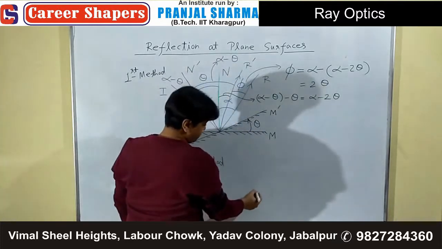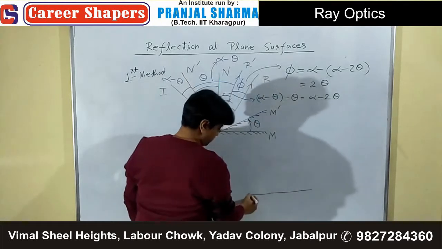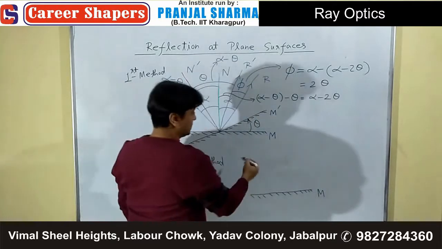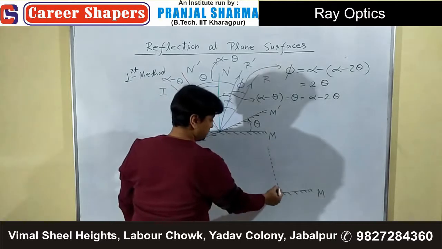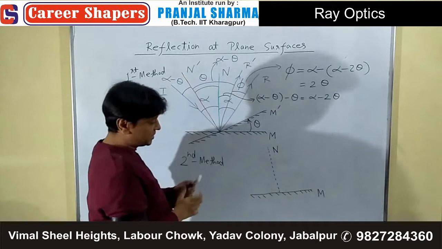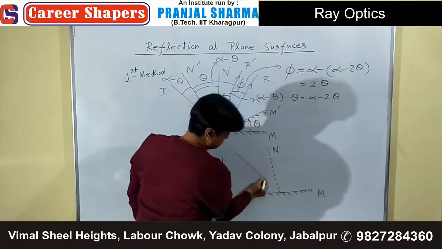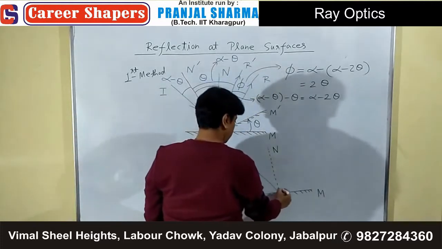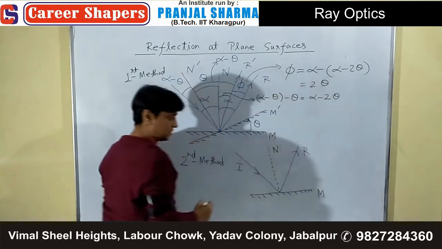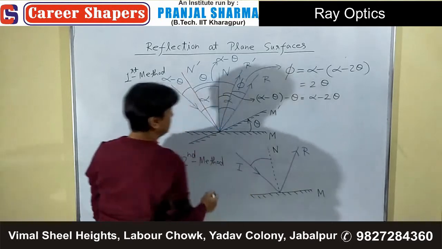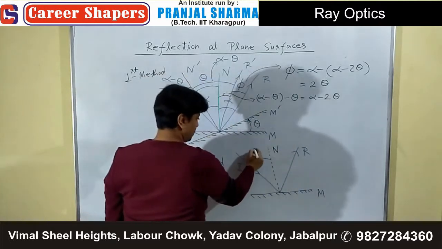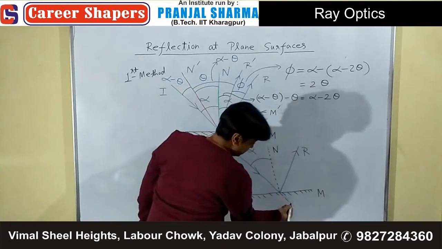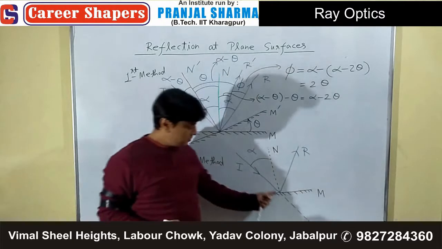Let's see how we will do it. This is our mirror, its initial orientation. The corresponding normal is this. The incident ray is this. This is your incident ray, and for this incident ray, this is your reflected ray. Angle between normal and incident ray, let's take it as alpha. This is alpha. Then, if I remove this mirror, this is the original path of the incident ray.